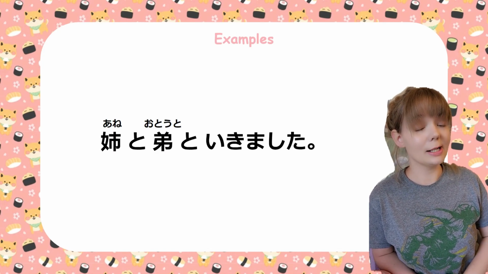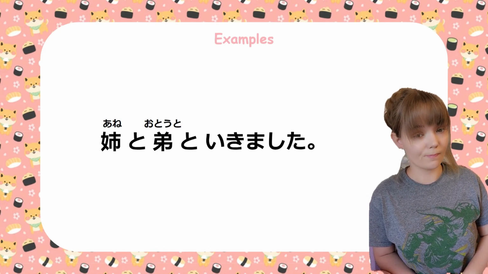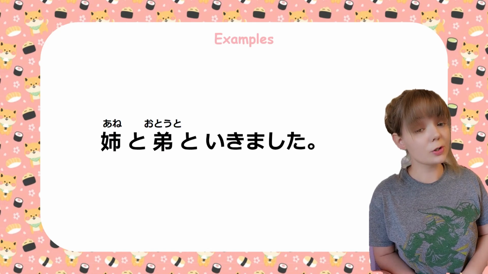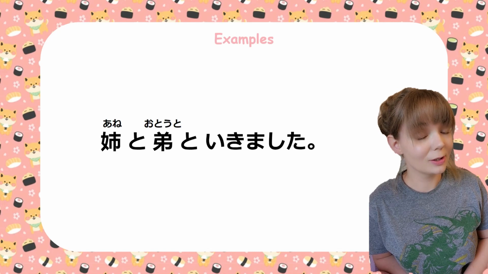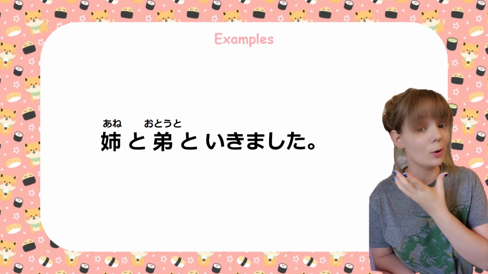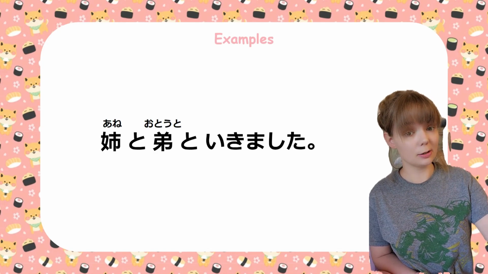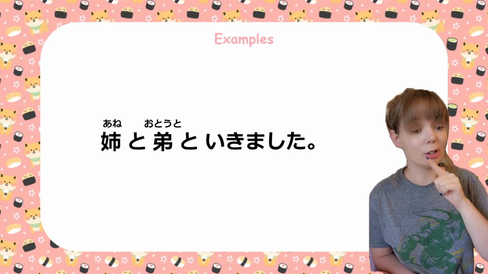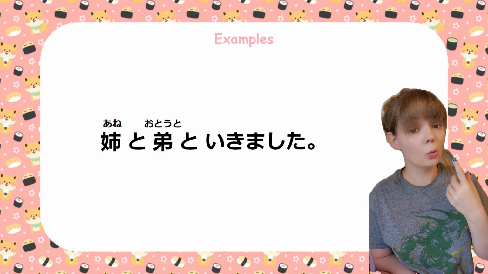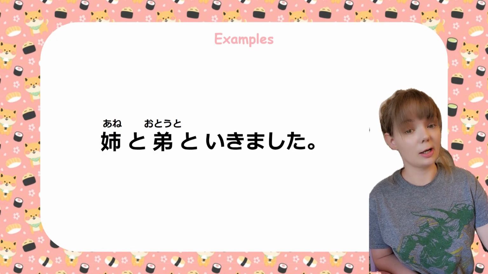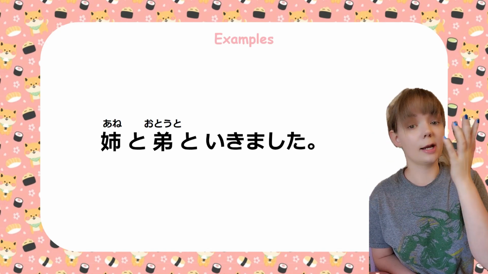It says, Ane to otouto to ikimashita. The first "to" is "and," but the second "to" is "with." With my older sister and my little brother, I went. That's what this is. The first "to," ane to otouto, older sister and little brother. "To," with, ikimashita, I went. I went with older sister and younger brother.